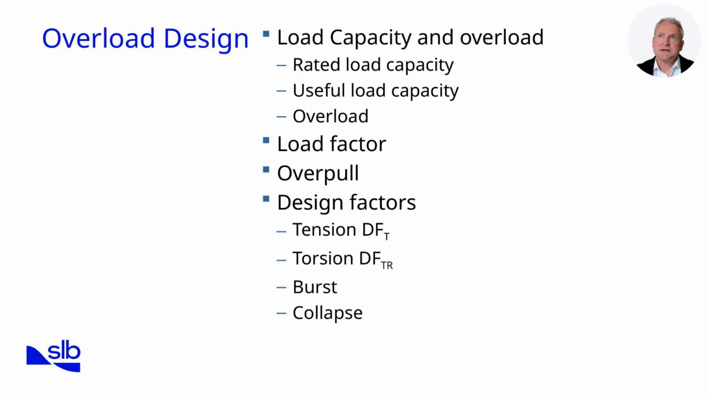For tension, the design factor, DFT, typically ensures the working load remains at or below 80% of the yield strength. For torsion, the torsional design factor, DFTR, protects against twist-offs by ensuring torque is limited to below the pipe's or tool joint's torsional strength. Burst and collapse design factors deal with differential pressure across the pipe wall. These constraints collectively create an operational envelope that maintains safety while maximizing usable strength.